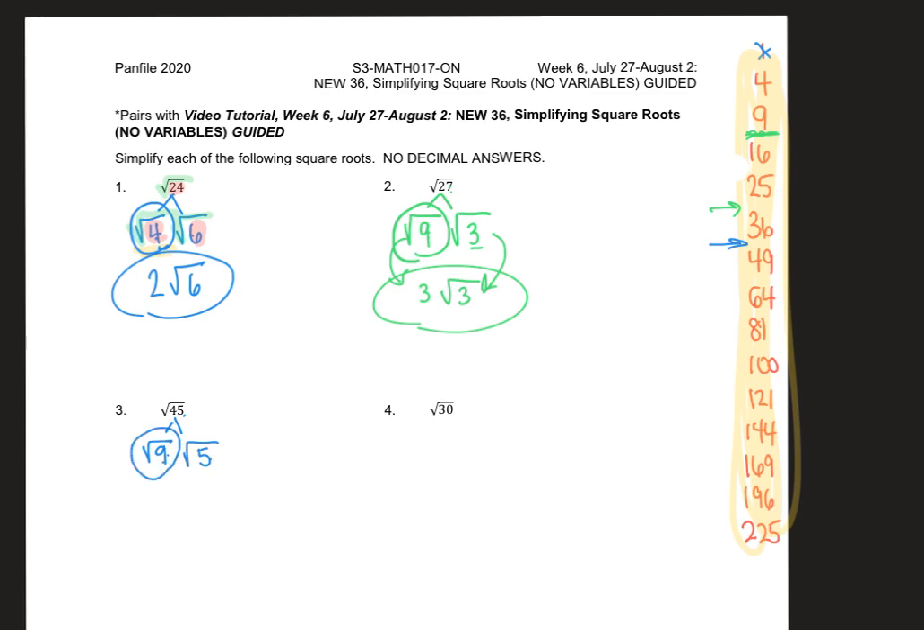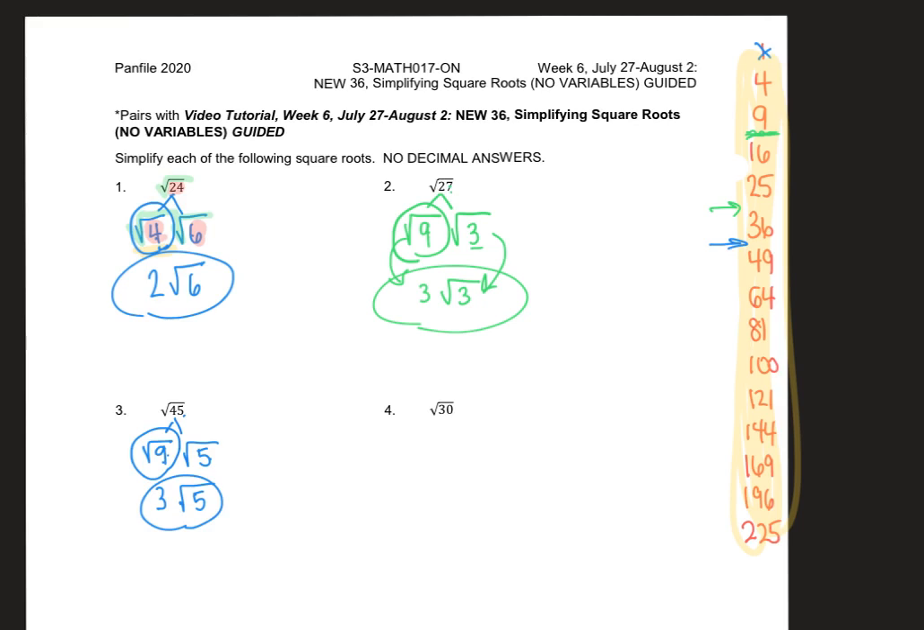I circle this one because it's on my list. That's why I always write it first, because it's signaling my brain to remind me that it's my perfect square. It's the one that's going to simplify. It turns into a 3, and I leave the square root of 5 as is.